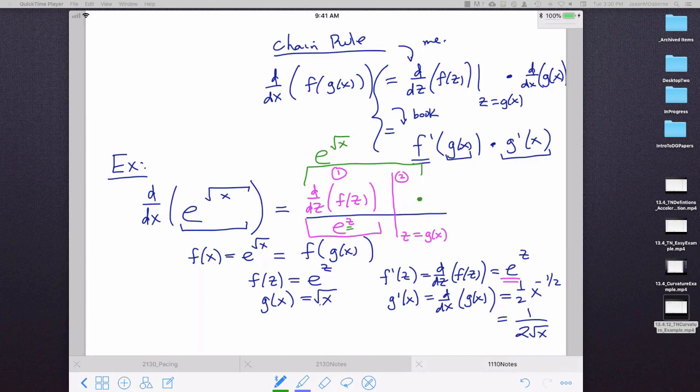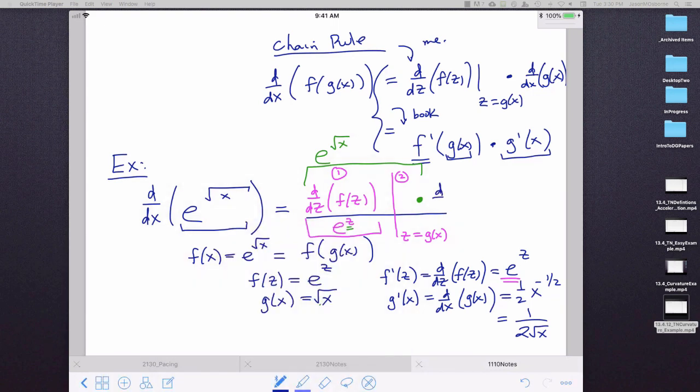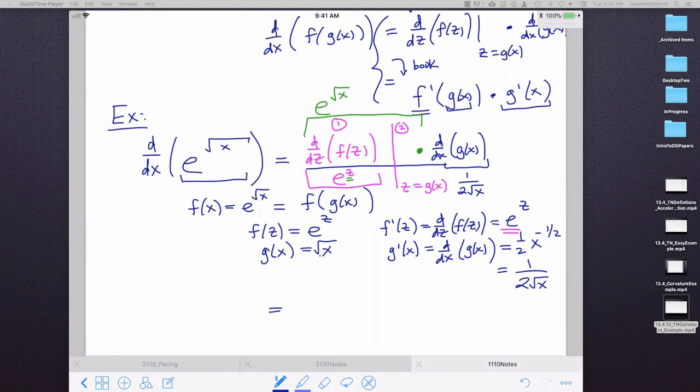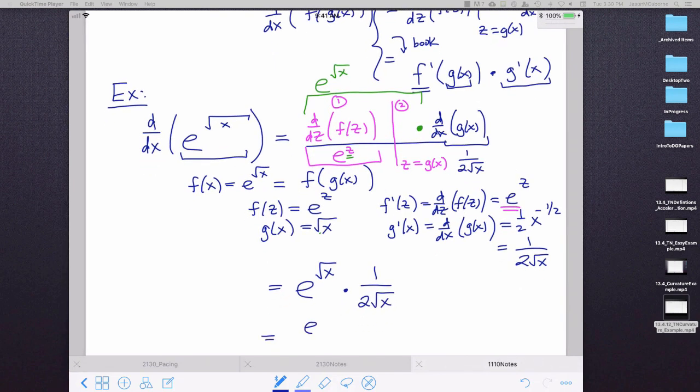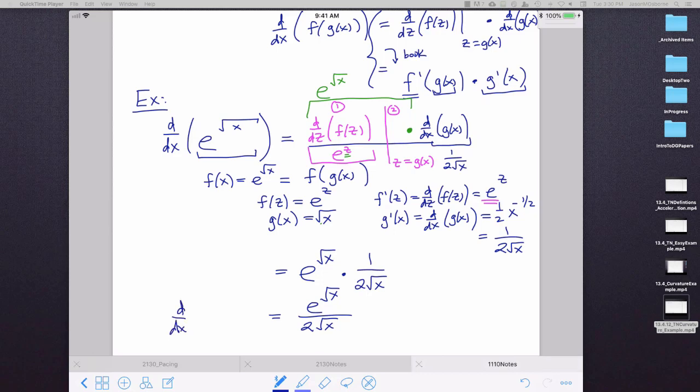Then the last step, you need to multiply by the derivative with respect to x of g of x, which is 1 over 2 square root of x. So if you put these three steps together, you'll get e to the square root of x multiplied by 1 over 2 square root of x. Also can be written as e to the square root of x divided by 2 square root of x. Okay. And there is the derivative of e to the square root of x.